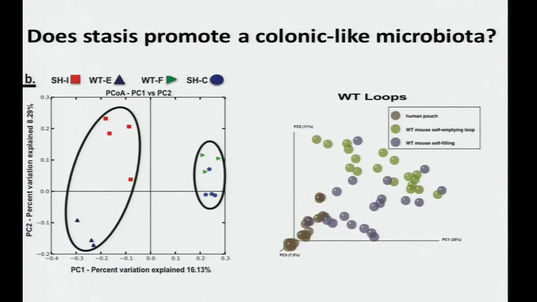And if you look at the microbiota, indeed they develop a colonic-like microbiota, as we see in the human ileal pouches, that clusters very closely to the sham-operated colon, whereas the self-emptying loop clusters very close to the sham-operated ileum. And then if you look at how the microbiota from these pouches compare to the human pouch, you can see that up here in the green is the self-emptying loop, which is away from the human samples here, whereas the self-filling is somewhere in between but closer to the human samples, suggesting that we're recapitulating some of the changes in human microbiota.